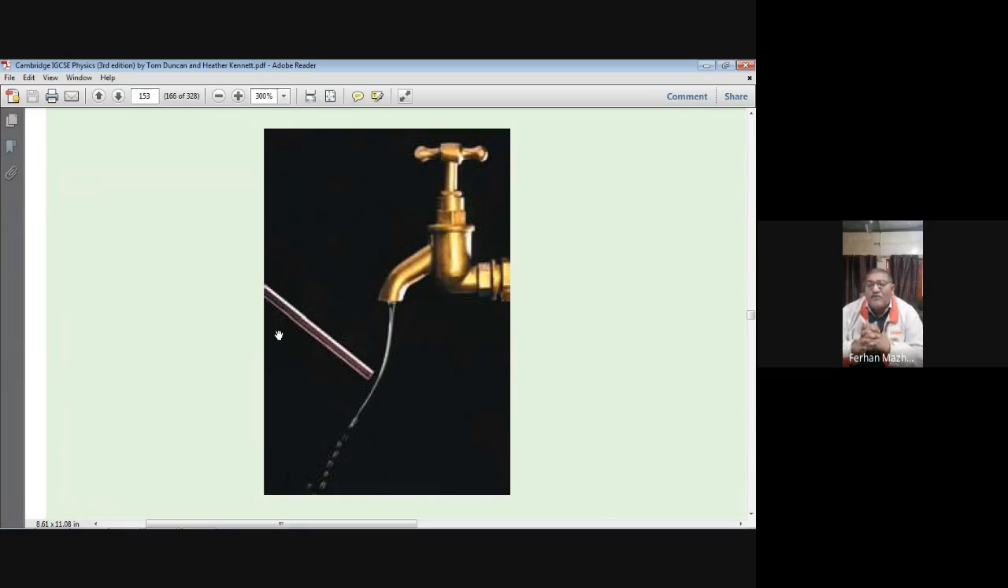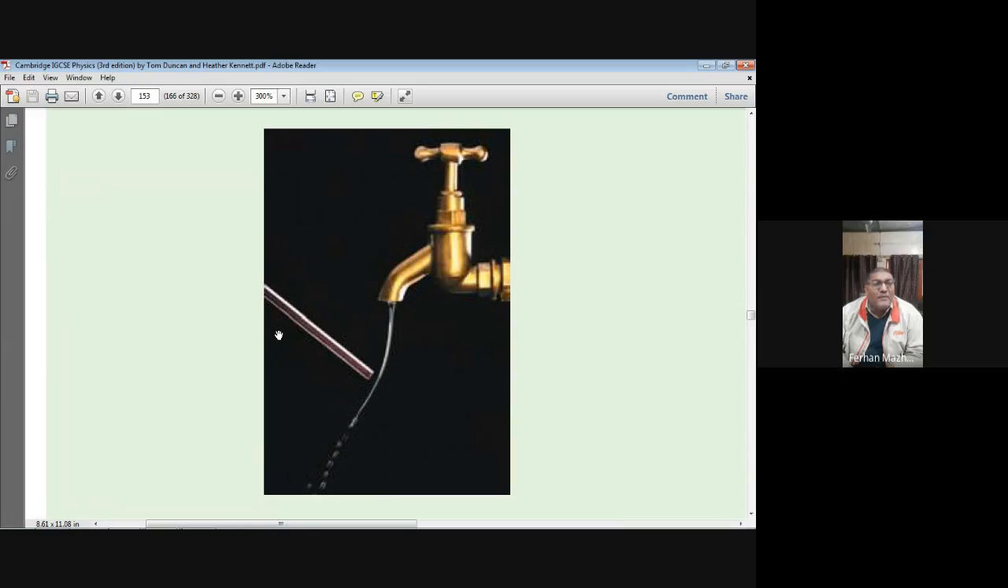So the force of repulsion will be smaller because of the larger distance, and the force of attraction will be larger because of the smaller distance. So you see, the water stream will be attracted to the positively charged polythene rod. This phenomenon you can observe at your home. You can do this.